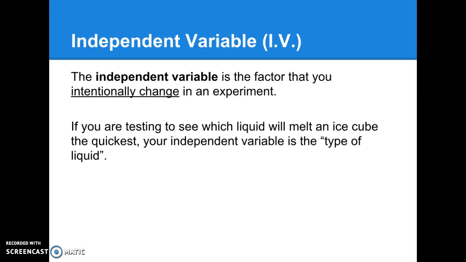So if we look at this example experiment here, if you are testing to see which liquid would melt an ice cube the quickest, your independent variable is the type of liquid because you are changing which liquid you're using to see what would melt the ice cube.